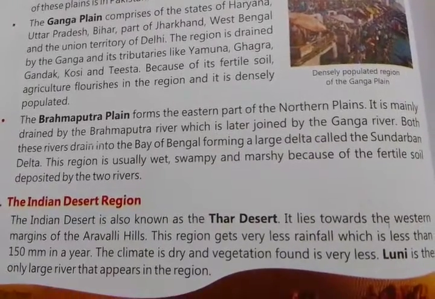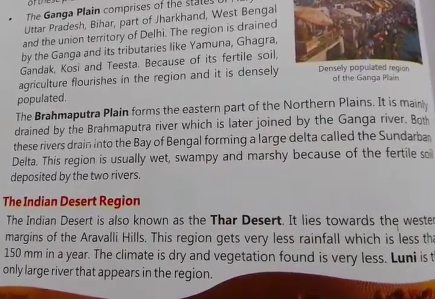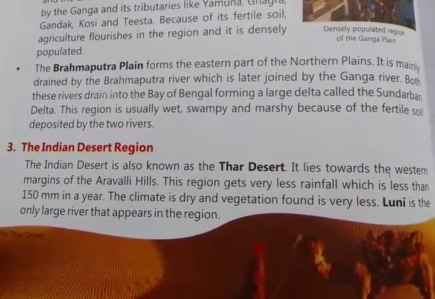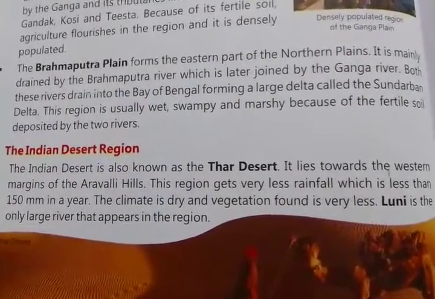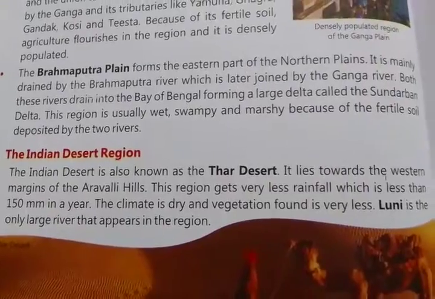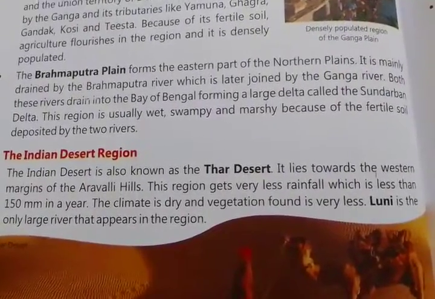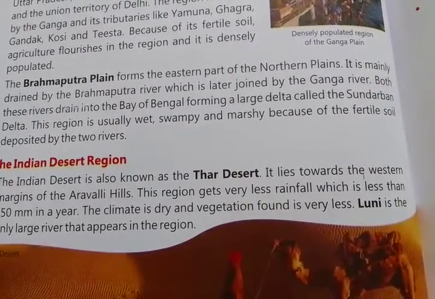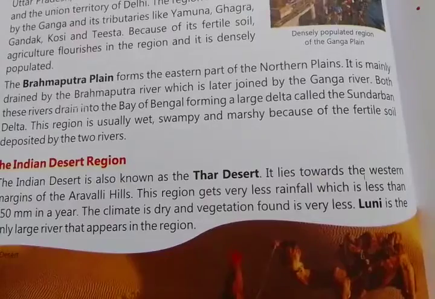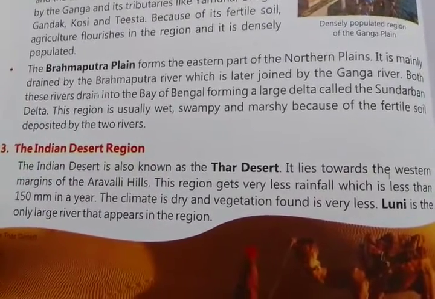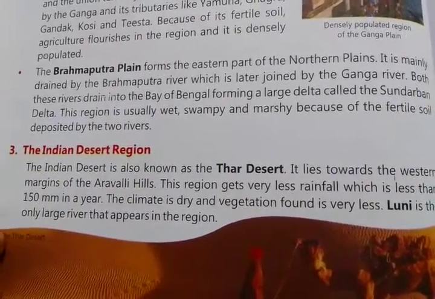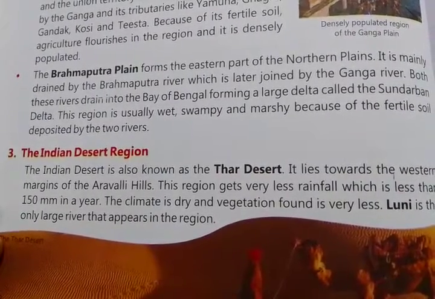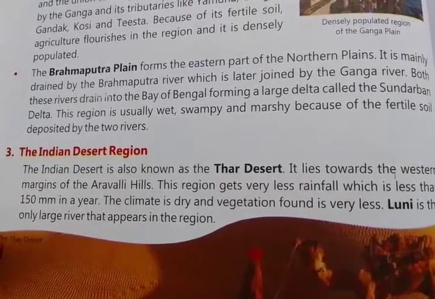Next is the Brahmaputra plain. The Brahmaputra plain lies in the easternmost part of India, the northeastern part. It forms the eastern part of the northern plains. It is mainly drained by the Brahmaputra river, which is later joined by the Ganga river.